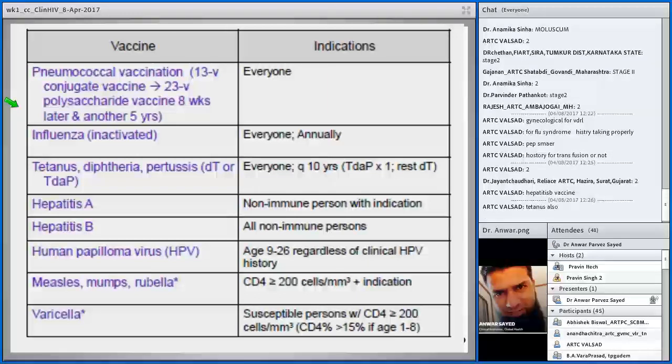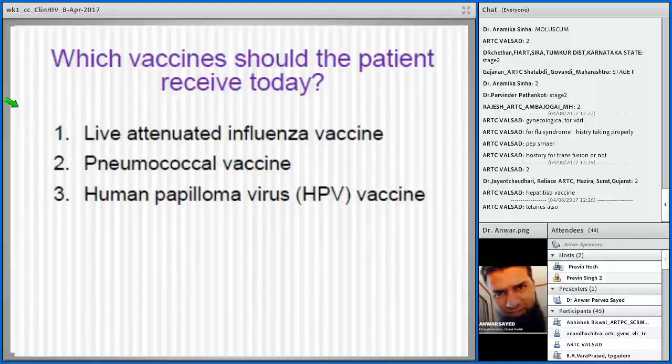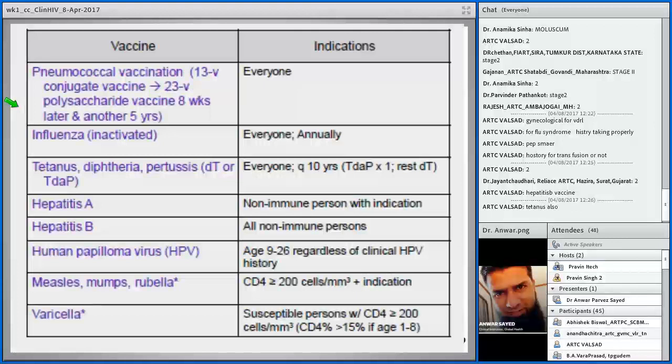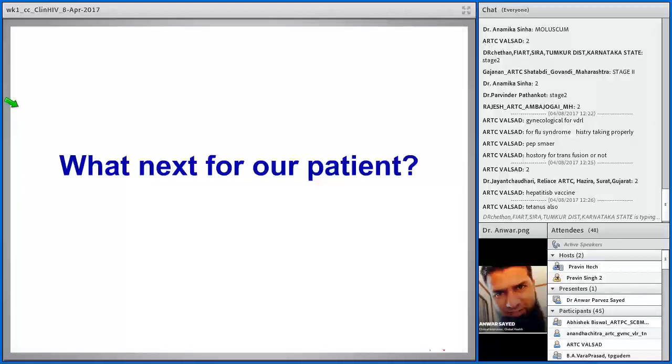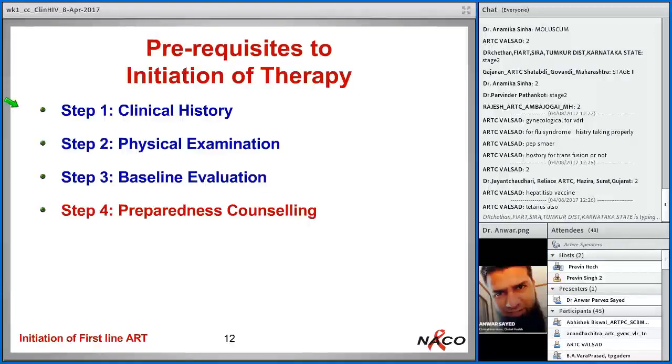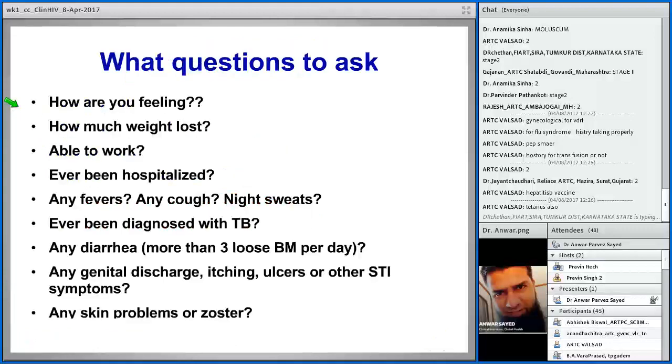Influenza vaccine is given annually. Also, tetanus, diphtheria, pertussis is given annually. Hep A, Hep B, these are also given to those patients who are non-immunized. And HPV vaccine is given, mumps, measles, rubella if the CD4 is more than 200, and varicella vaccine, not for zoster, but varicella vaccine is given to susceptible persons with CD4 more than 200.